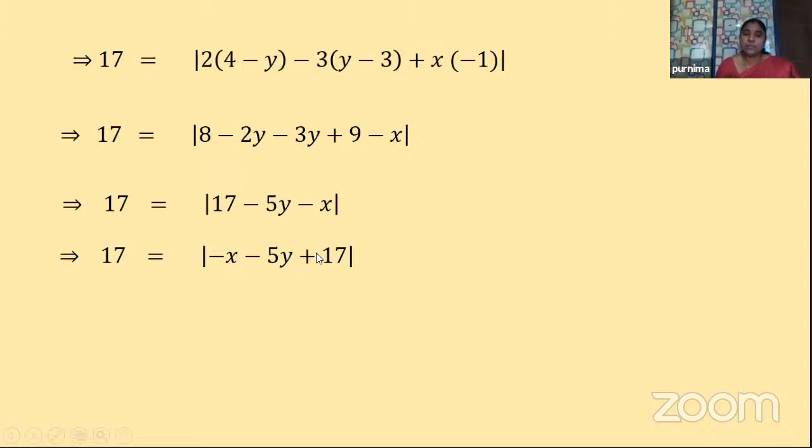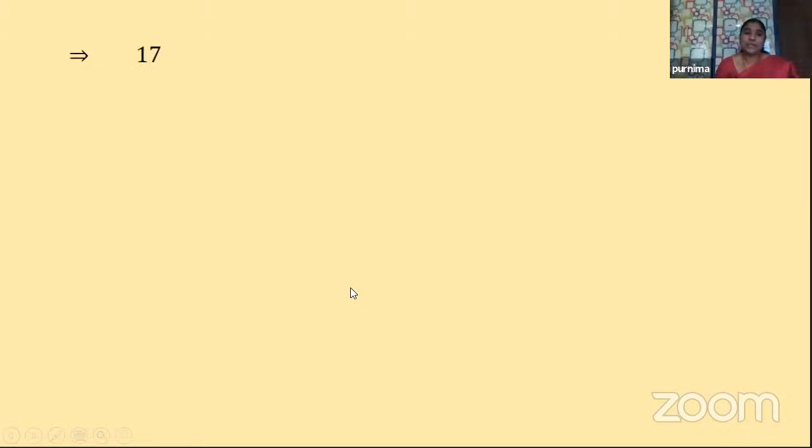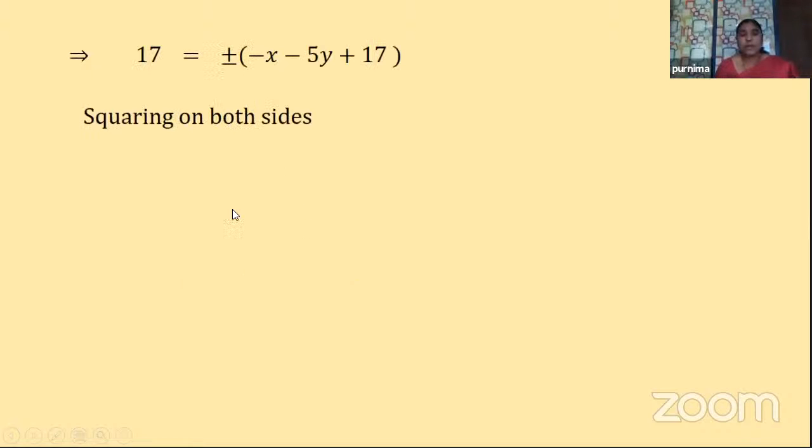Now because this term, minus x minus 5y plus 17, is under modulus, it can be either positive or negative as we have discussed earlier. So let us remove the modulus and put the plus or minus sign. 17 is equal to plus or minus of minus x minus 5y plus 17. Now what is the next step? Because it is plus or minus, I'm squaring on both sides. Why am I squaring here? Because we need the equation of locus.